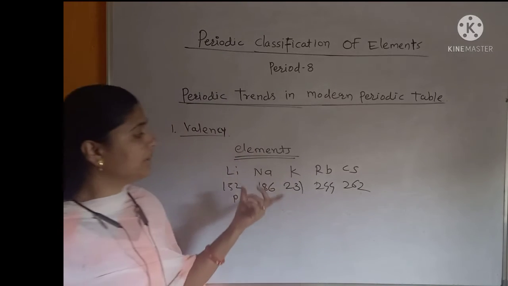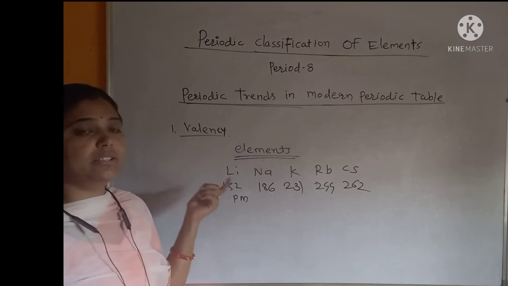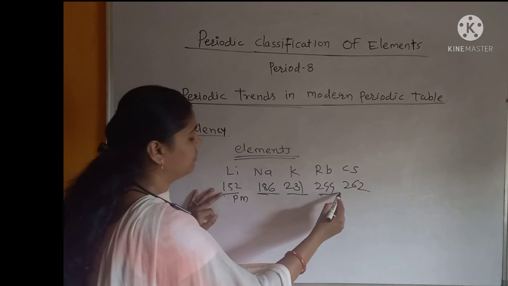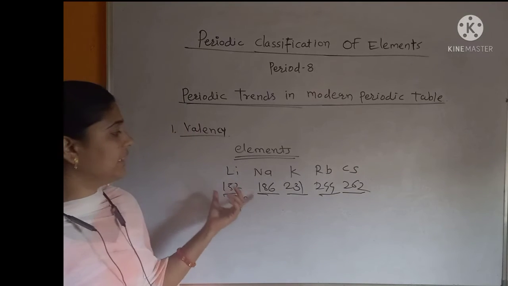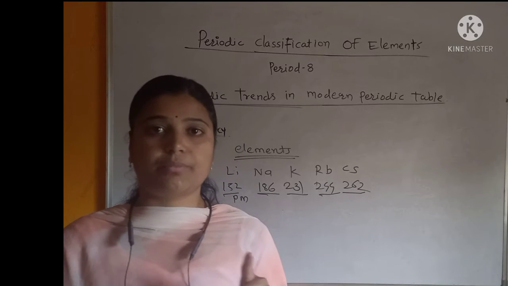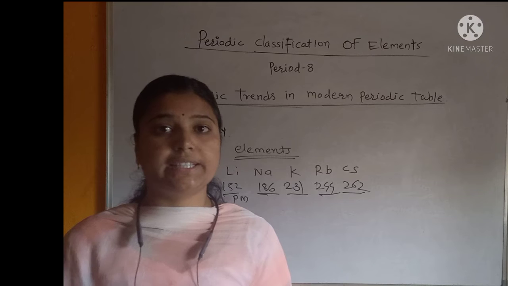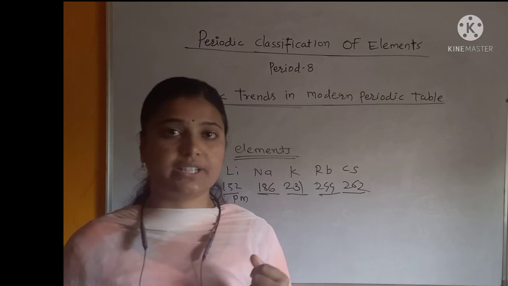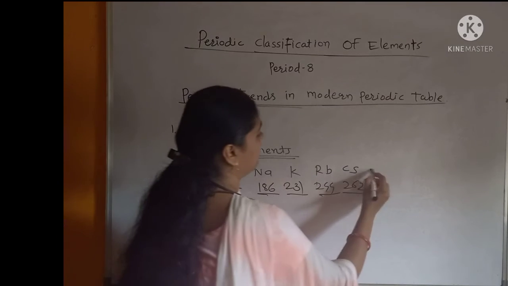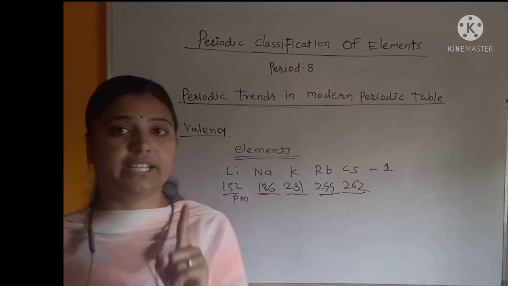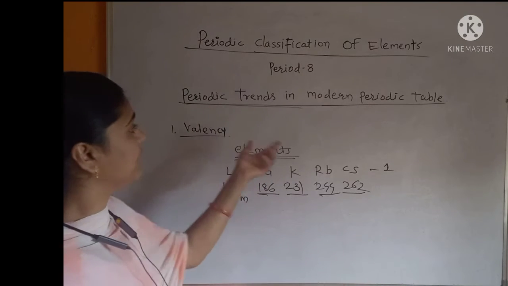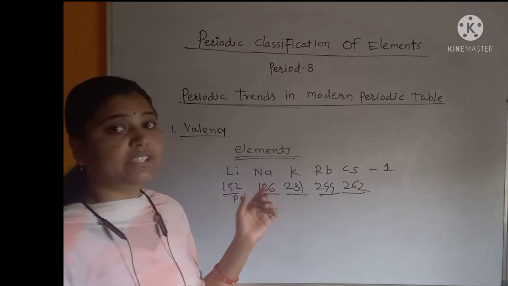This is the atomic radius of atoms along the group: 152 picometer to 186 to 231 to 244 to 262. So the atomic radius of the elements increases along the group. The reason is that the orbits around the element increase, hence the atomic size increases. The valency of all these elements is 1 because the last orbit consists of only 1 electron, so it easily donates this 1 electron and reacts with other elements. This is the first periodic trend in the modern periodic table along the groups.